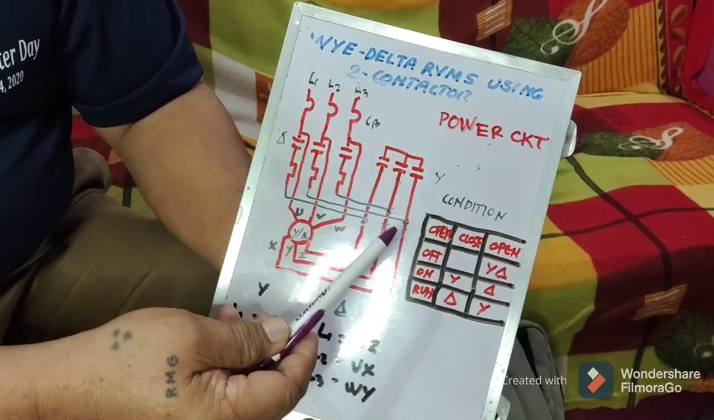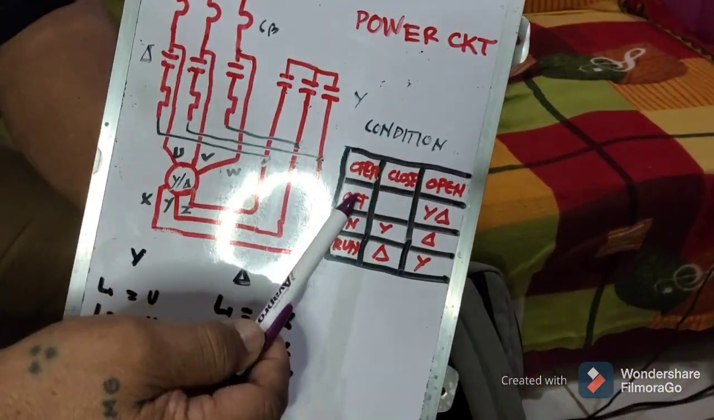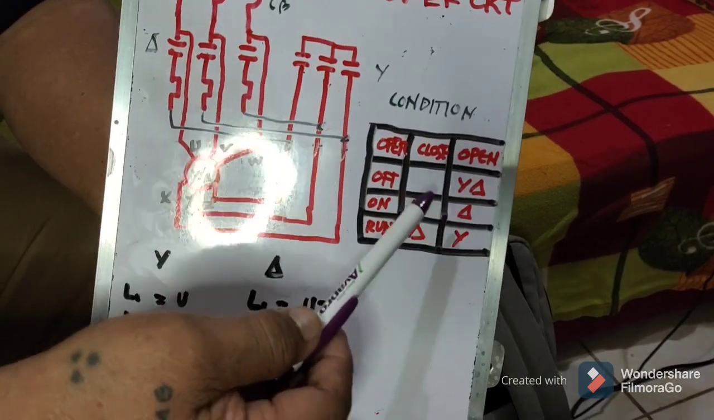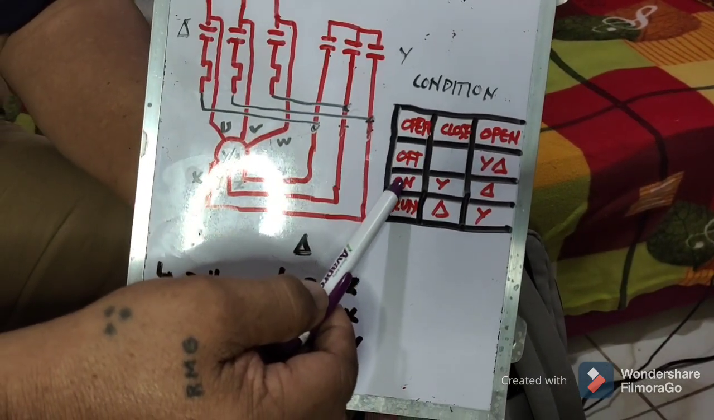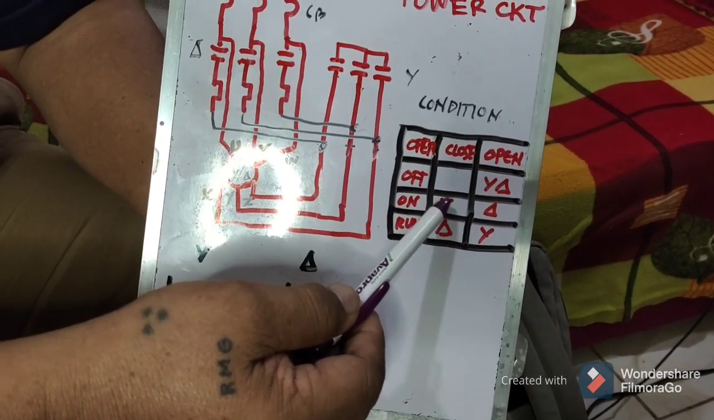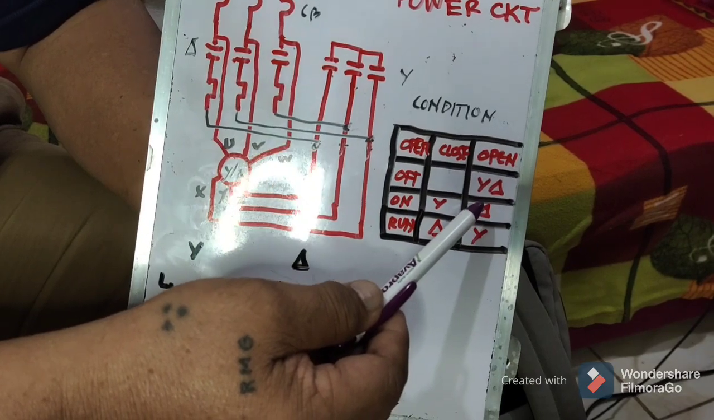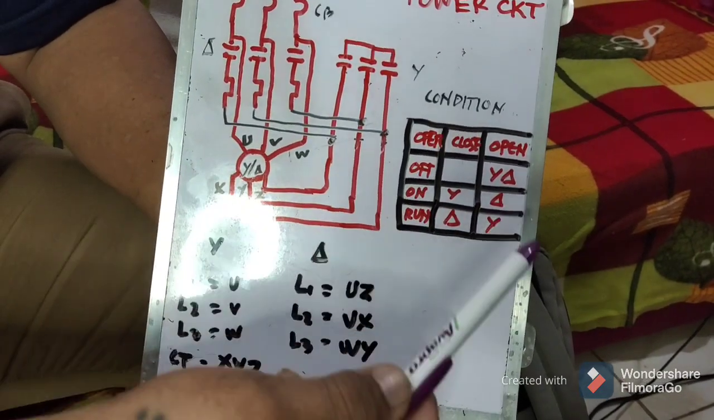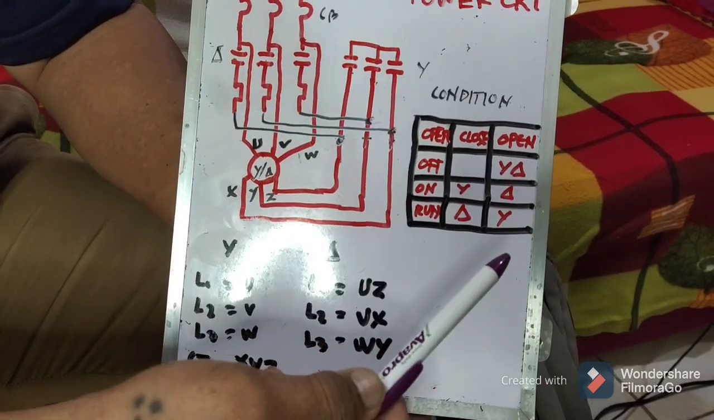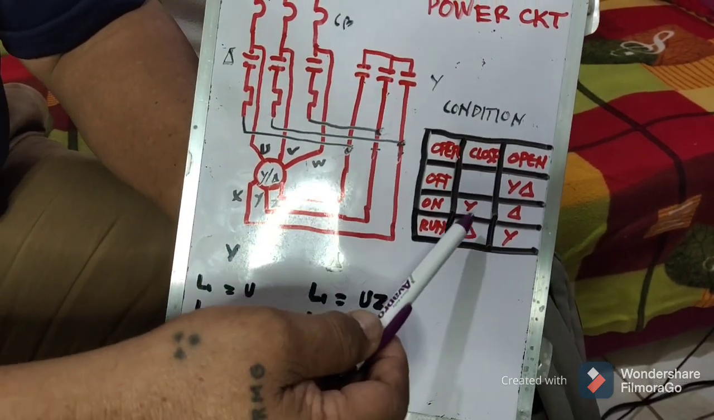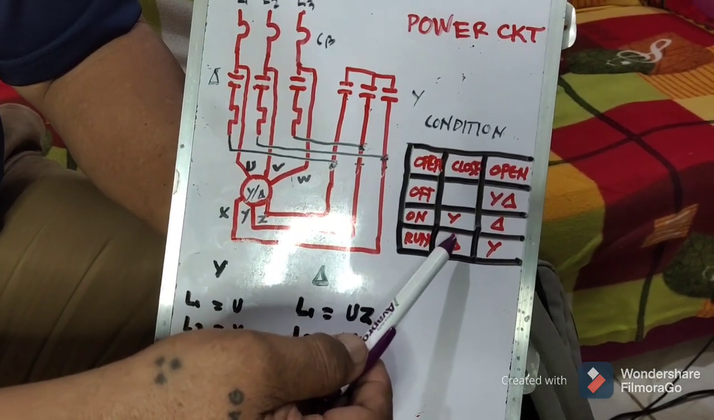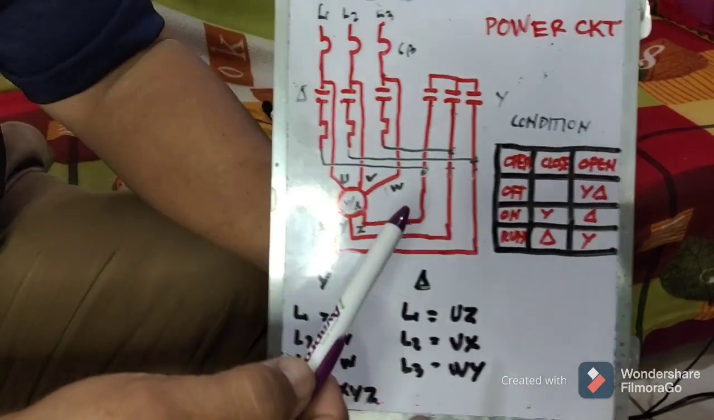Now the condition is like this. In the operation, in the initial position, the contactors are open, of course, the Y and delta. So when you switch on the push button, the Y will close and the delta is open. Okay, after the time transition, 7 to 12 seconds, automatically the Y will open and then the delta will close. Okay, so this is the condition.